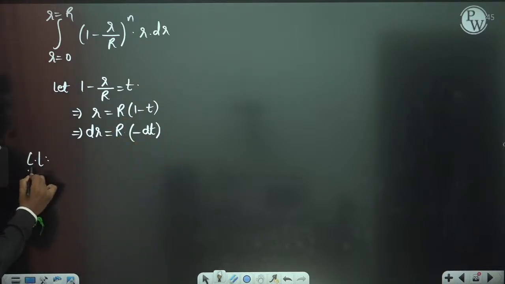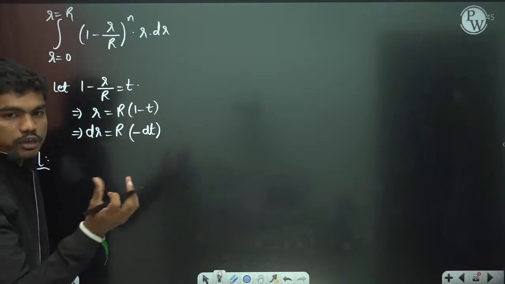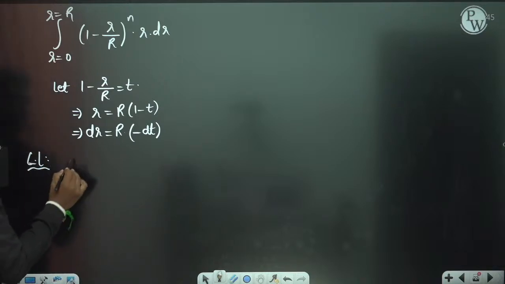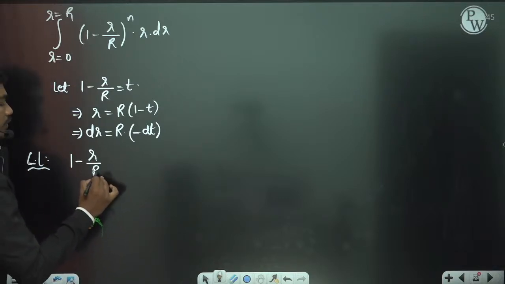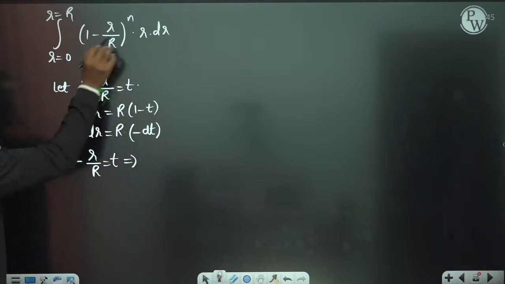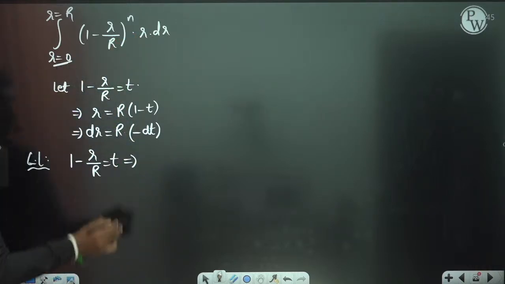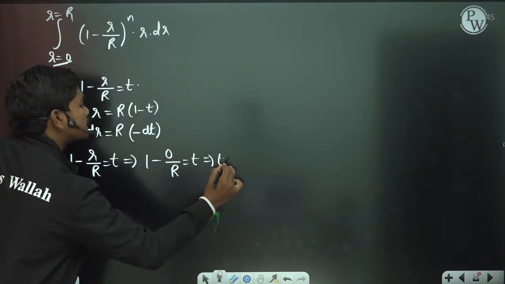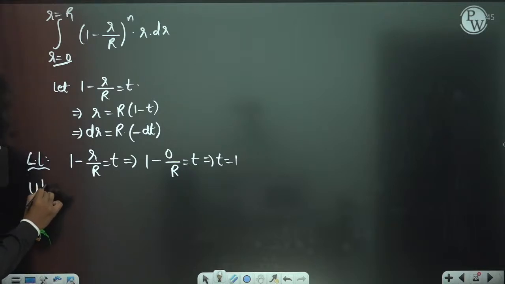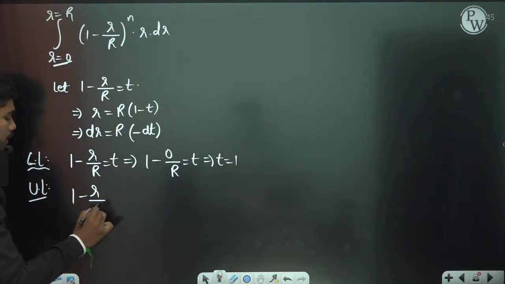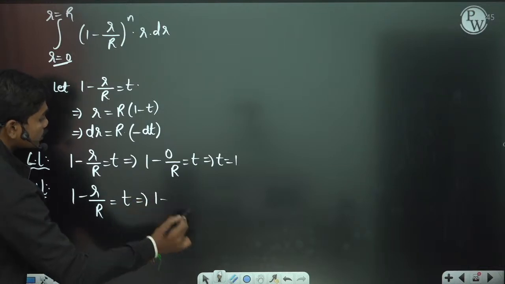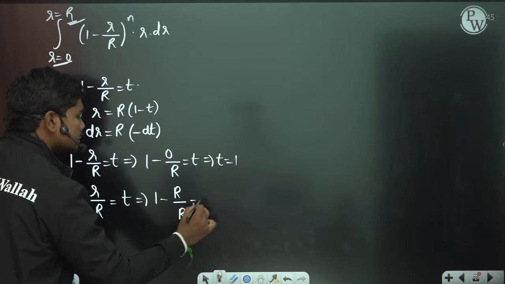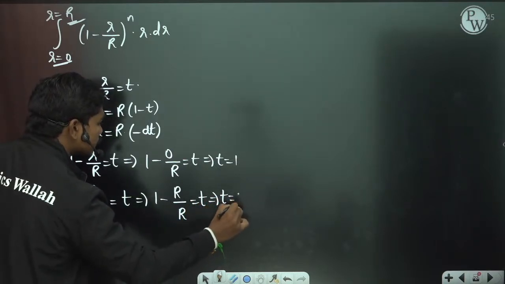Lower limit. Normally in definite integrals, when you make a substitution, the limits also change. So what is the lower limit? 1 minus r by R is equal to t. When the variable is r, the lower limit is 0. So 1 minus 0 by capital R is equal to t, which implies t is equal to 1. Next, upper limit. 1 minus small r by capital R is equal to t, and the upper limit value is r equal to capital R. So capital R by capital R is equal to t, which implies t is equal to 0.